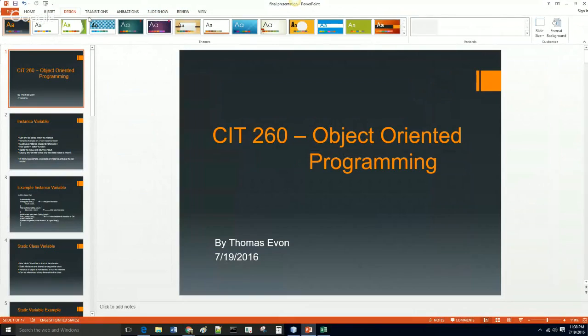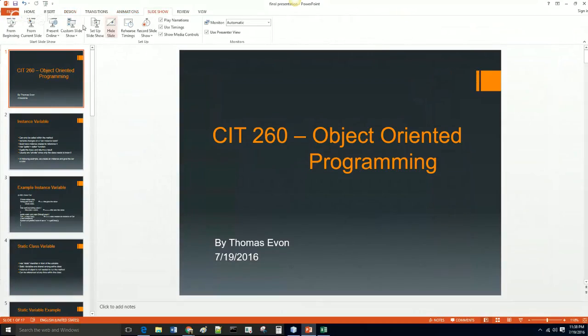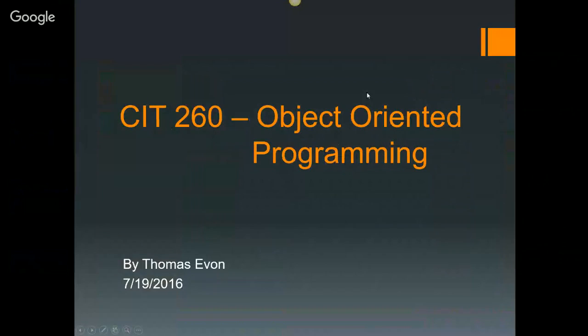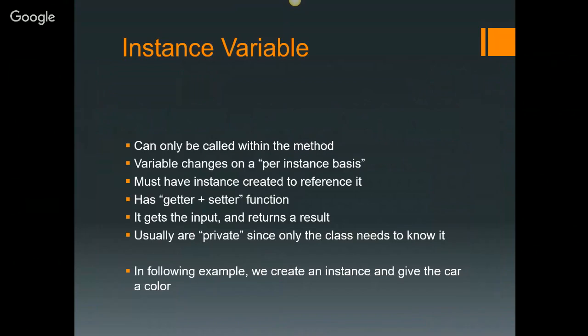This is Thomas Evon, and this is CIT 260, Object-Oriented Programming. So we're gonna talk about instance variables. Instance variables can only be called within the method. The variable changes on a per instance basis. You must have an instance created to reference it.